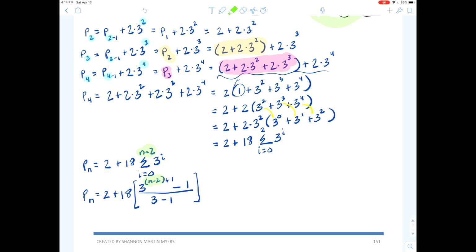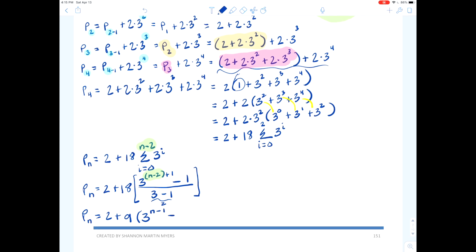And so simplifying, we will have our nth term would be 2 plus, well, do you see this right here is going to be 2, so we'll get a 9 right here. And then 3 to the n minus 2 plus 1 is going to be 3 to the n minus 1.